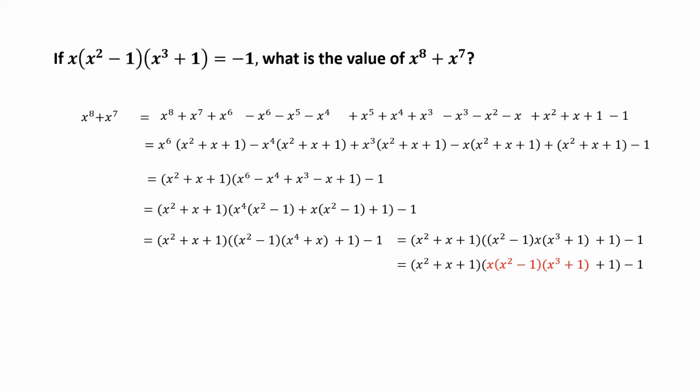I've highlighted the terms in red because those match up with what we have been given, which is x multiplied by x squared minus 1 multiplied by x cubed plus 1 is equal to minus 1. For those terms in red, we can just substitute negative 1. And once we do that, the expression within the second parenthesis becomes 0. So we basically have 0 minus 1 is equal to minus 1.